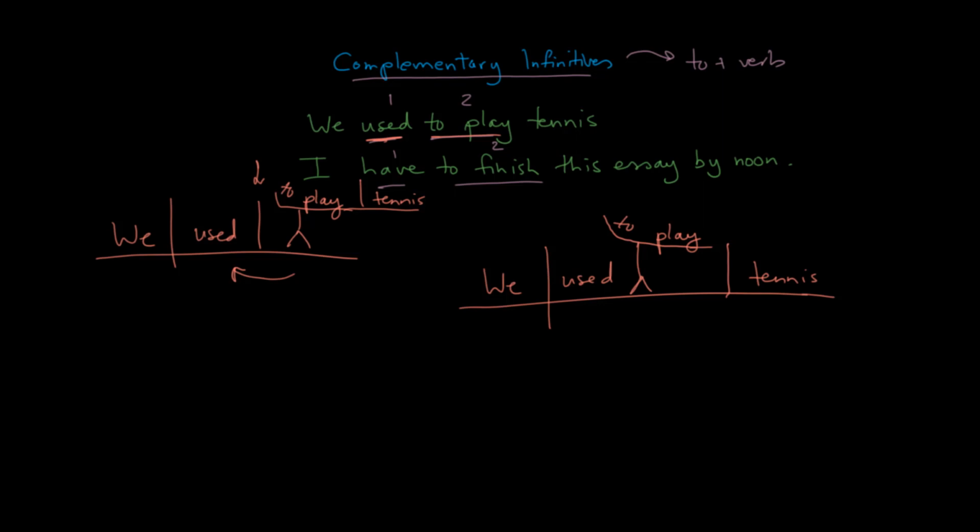It's somewhat up to you. Not all guidebooks to diagramming talk about this, but if you find that this makes more sense for you for certain verbs like used and have and ought, verbs like that, then maybe in those instances you would like to put the infinitive with the actual verb in the verb spot when you diagram. All right, that's it for complementary infinitives.